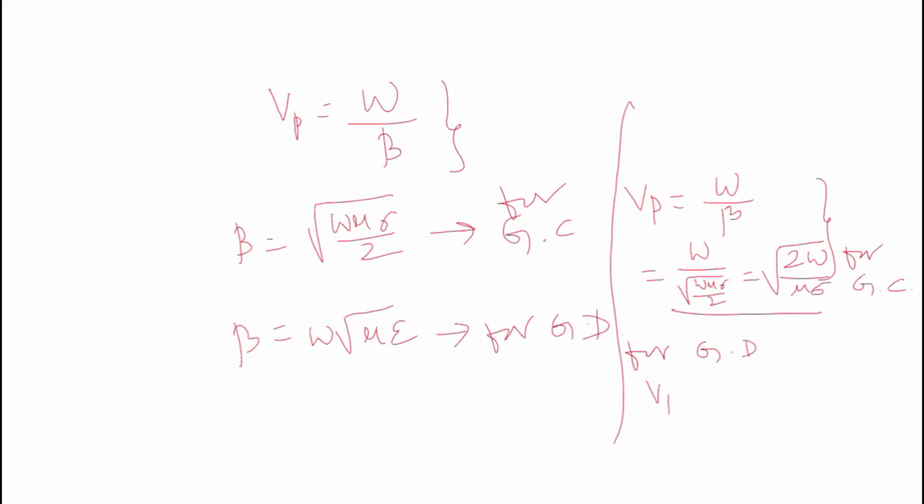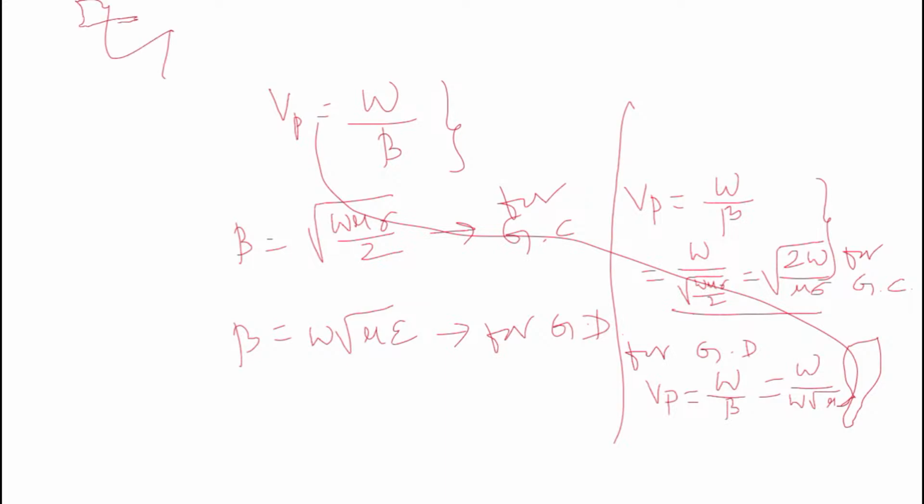And for the good dielectric, Vp is equal to omega by beta, which is omega divided by omega into under root mu epsilon. So omega gets cancelled. So this is the phase velocity for the good dielectric or lossless medium.